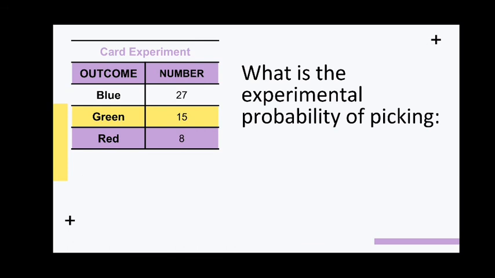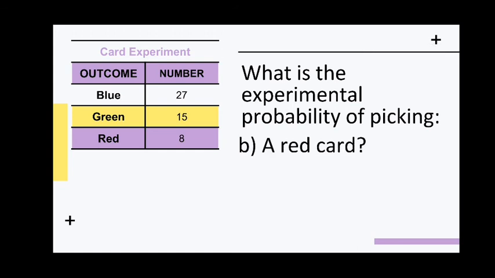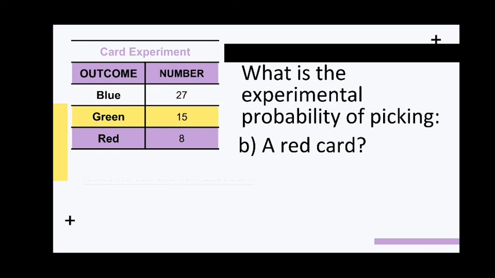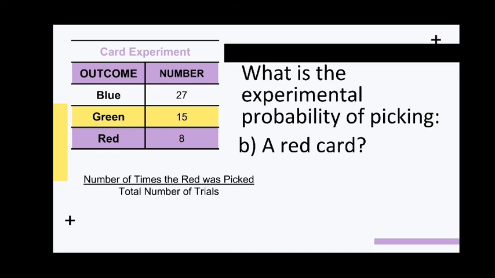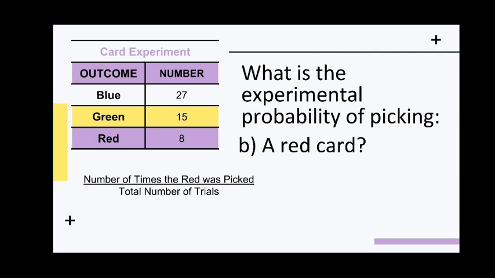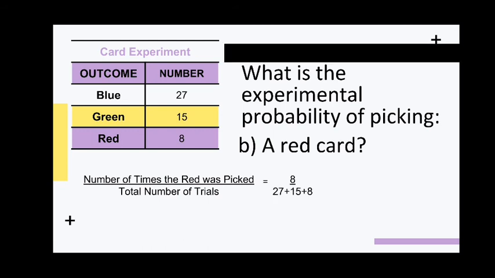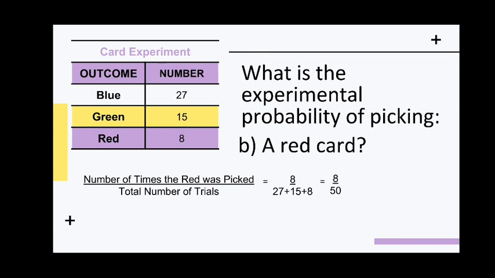Now, what is the experimental probability of picking a red card? Kaya naman, kailangan alam natin yung number of times the red was picked over the total number of trials. So, syempre, based din sa table, ang number of times na na-picked ang red ay 8 out of, so of course, we need to add all the numbers again, which is equal to 50.